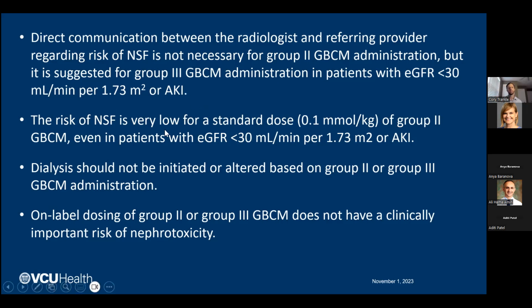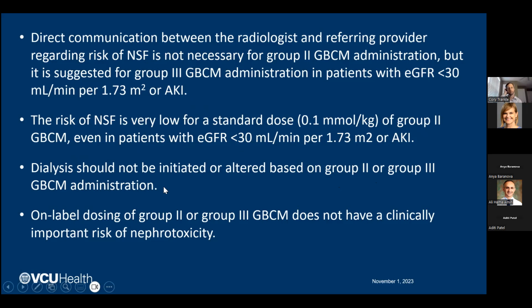The risk of NSF is very low for a standard dose of group 2 agents, even in patients with GFR less than 30 or AKI. So it's not zero, but it's very low risk. They say dialysis should not be initiated or altered based on group 2 or 3 contrast administration.